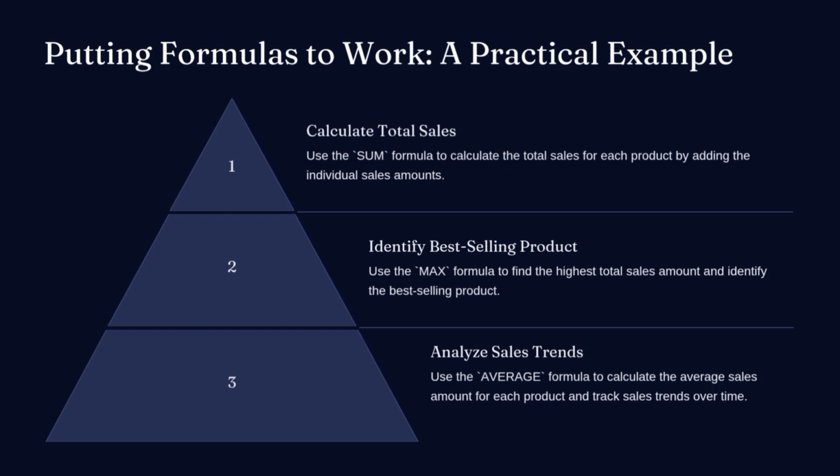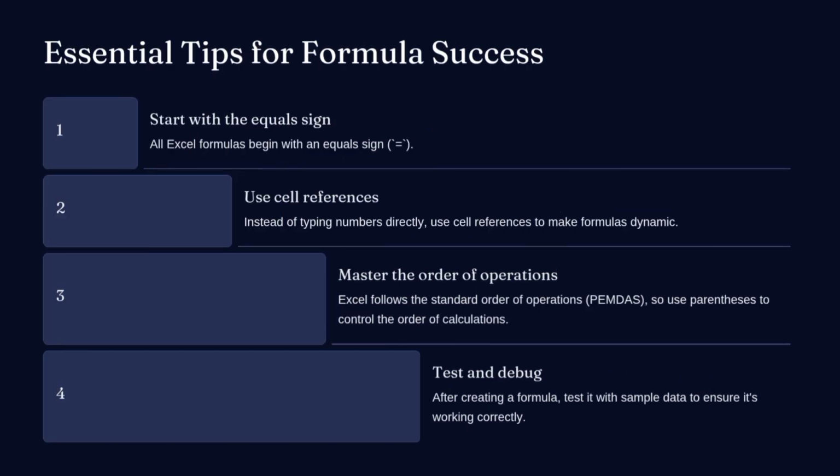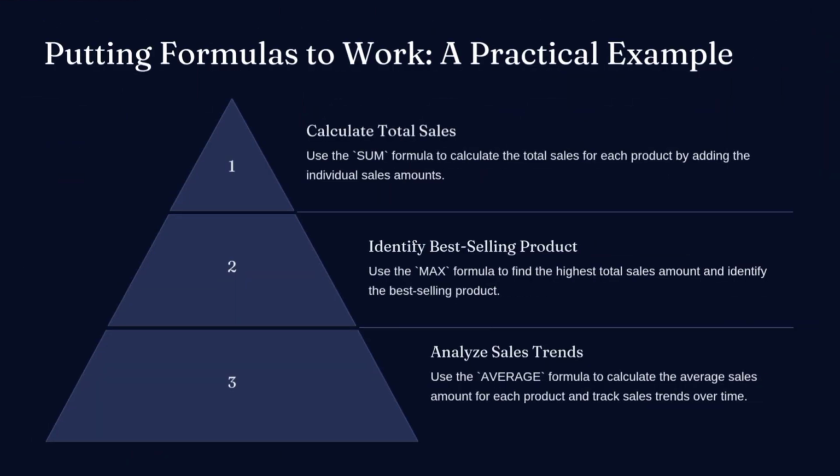amounts. Identify best-selling product. Use the max formula to find the highest total sales amount and identify the best-selling product. Analyze sales trends. Use the average formula to calculate the average sales amount for each product and track sales trends over time. Essential tips for formula success.